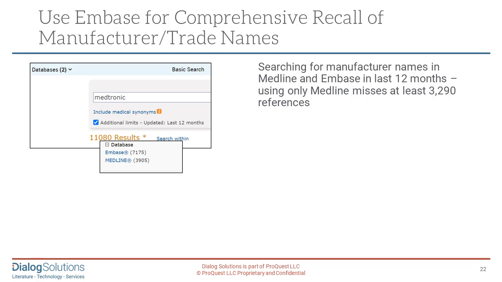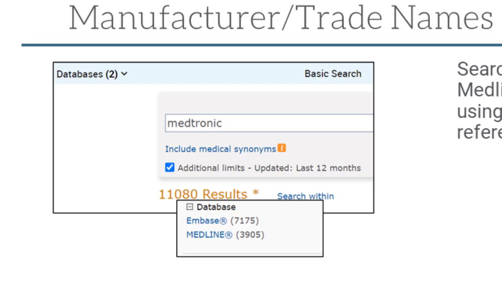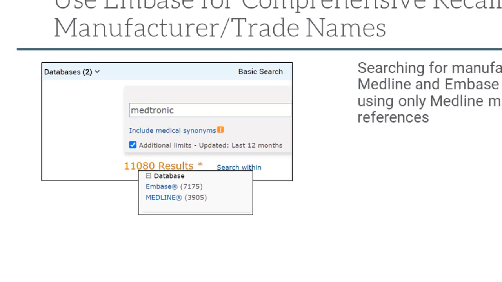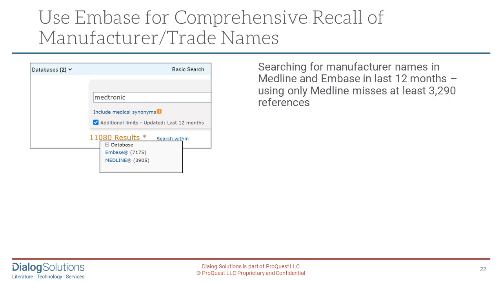And then this is an example here where it bears out the difference between Medline and Embase for manufacturer and trade name searching. So I searched for Medtronic in Medline and Embase in the last 12 months. And using only Medline, I got 3,905 hits. And using Embase, I got 7,175. So just pointing to the fact that, as I say, Embase has a more comprehensive recall. It's more commercially oriented than is Medline.